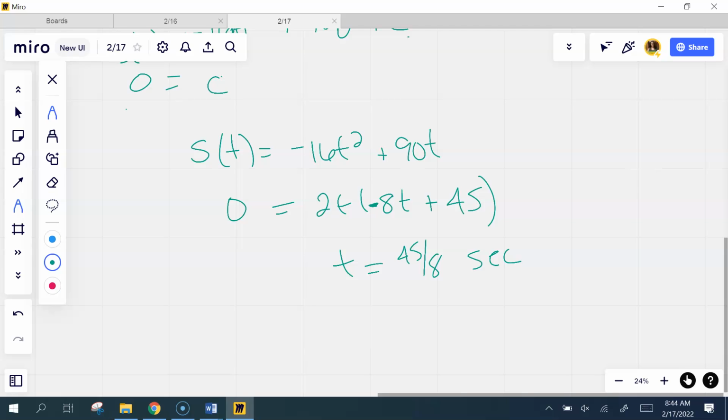Well, there's t equals 0, but that's your starting point. So it doesn't hit the ground then, but it is at 0 then. But I'd already taken that into account.